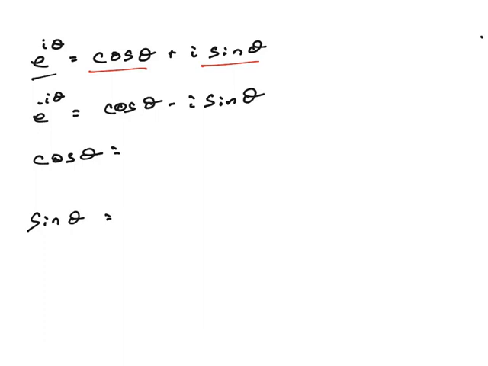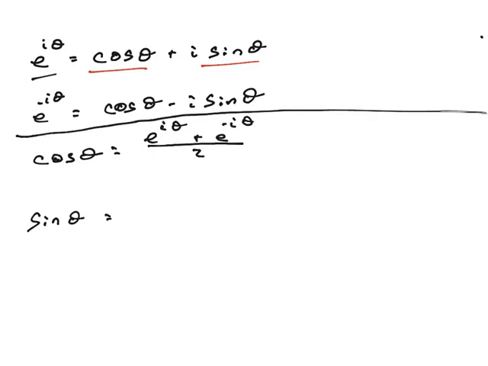So I'm going to give you the result, and what I'd like you to do for homework is show the work of how to get this result. How do you prove this is true? Well, here's the result. It turns out that cosine theta is e to the i theta plus e to the minus i theta divided by 2. Sine theta happens to be e to the i theta minus e to the minus i theta over 2i.